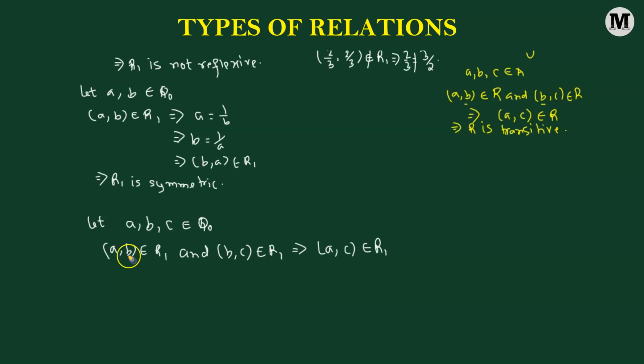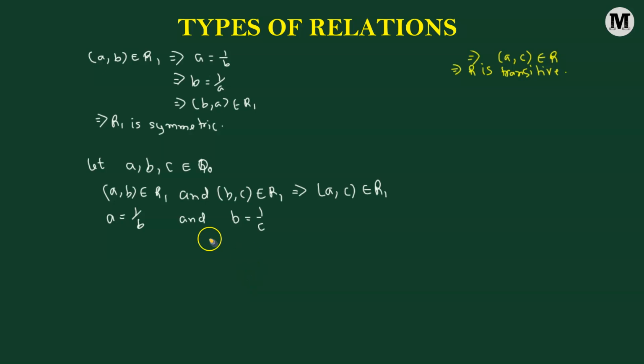Now what does it mean when you say A comma B belongs to R1? By definition, A is equal to 1 over B. And if we say that this ordered pair B comma C belongs to R1, this means that B must be equal to 1 over C. So all we've done is wherever we see A, we're replacing it with B, and wherever there is B, we're replacing it with C. That's why we're getting B equals 1 over C.